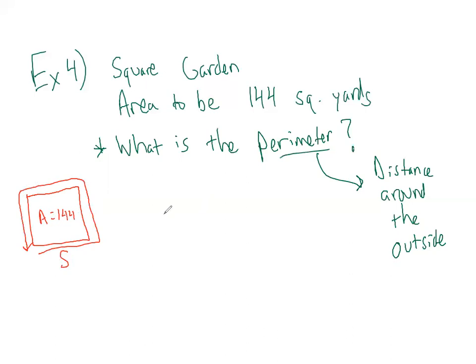So we're going to use the area formula again. If they give you area, you're going to use the formula. Area of a square equals side to the second power. We don't know the side this time, right? But we do know the area. So we plug it in, 144. The area is 144, right? Equal to side to the second power.